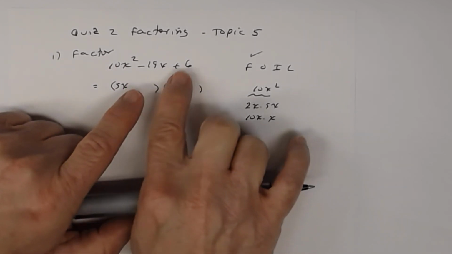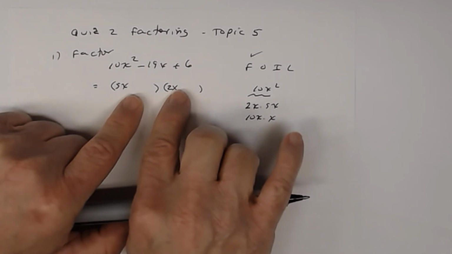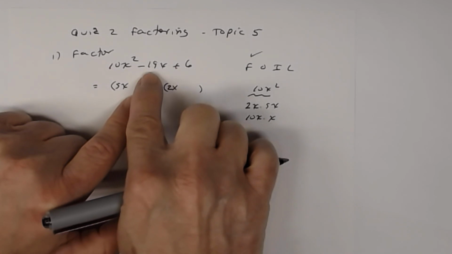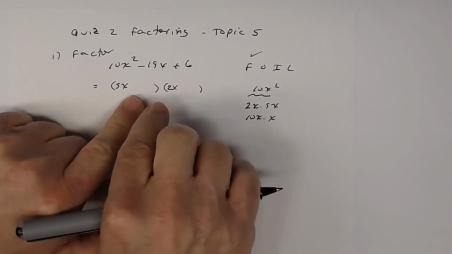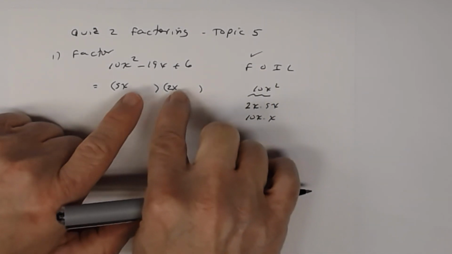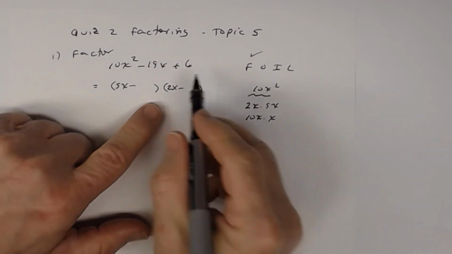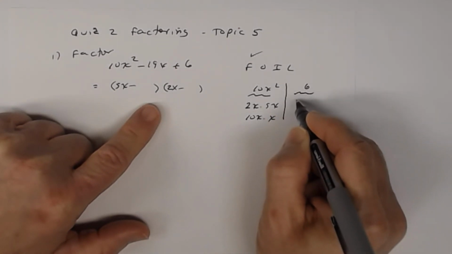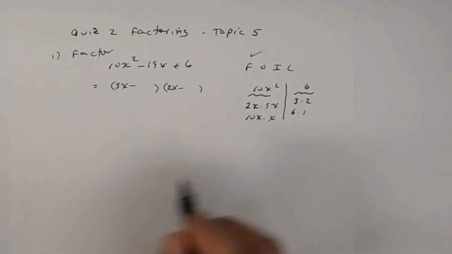But that's easy to determine what signs you need to put, because the middle sign is negative. So that means the outer and the inner both have to be negative. So in order for the outer and the inner to both be negative, the signs in here have to be negative. And for 6, remember there were two possibilities. That was 3 times 2, 6 times 1. And let's go ahead and try 3 and 2.